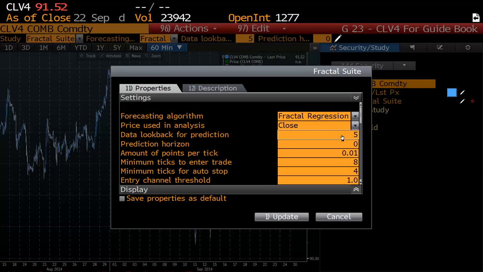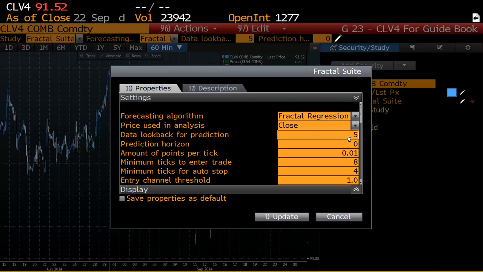So the usefulness in that is that you can, in a sense, take a 10-minute bar chart, and by setting a minimum level of, say, 20 different bars, you're actually allowing the forecast to operate in a manner that is predicting a higher time frame. So to begin with, I would just recommend leaving it at the default of 5. It generally works across the board, and you can start to experiment with it as you become more familiar with the Fractal Suite.